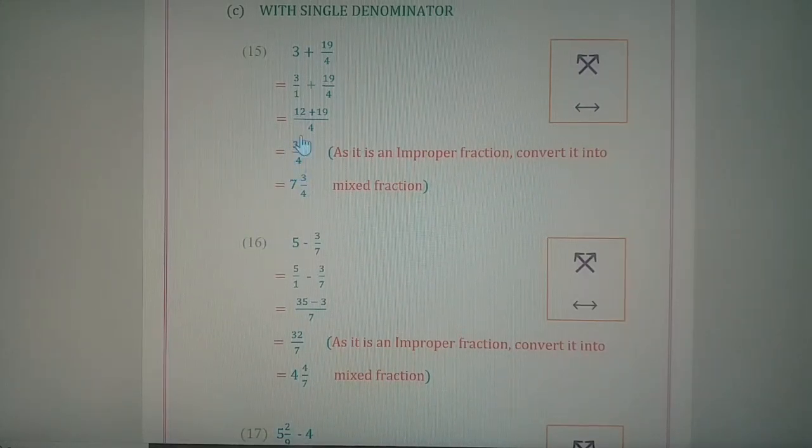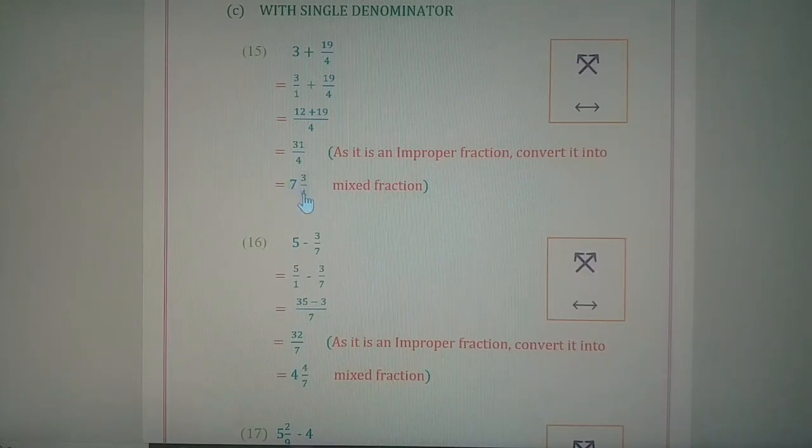Since the numerator is larger, we have to reduce it by converting it into a mixed fraction. So we have to use the multiplication addition rule. 4's table we have to use. So the denominator 4 will remain the same. 4 1s are 4, 4 2s are 8, 4 3s are 12, 4 4s are 16, 4 5s are 20, 4 6s are 24, 4 7s are 28, 4 8s are 32. 4 8s are 32 is larger than 31. So we will not use 4 8s, we will use 4 7s.